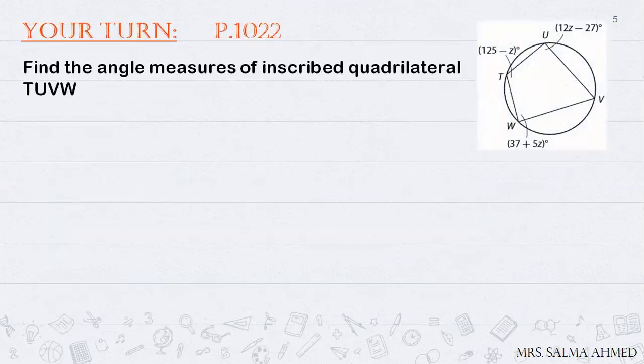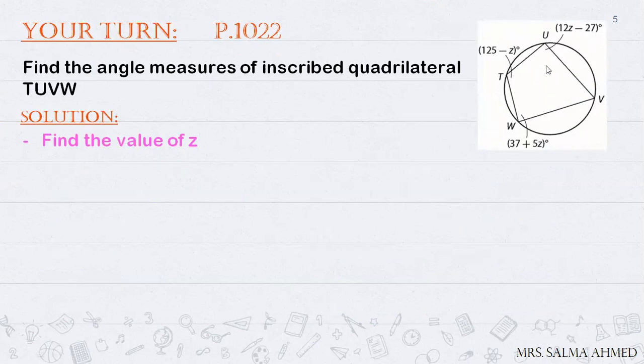Find the angle measures of inscribed quadrilateral TUVW. So here I have an inscribed quadrilateral inside my circle, and I have the 4 angles. 3 of them are in a function of unknown z. So I have to get z first. So find the value of z first.